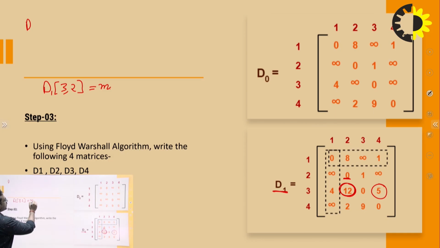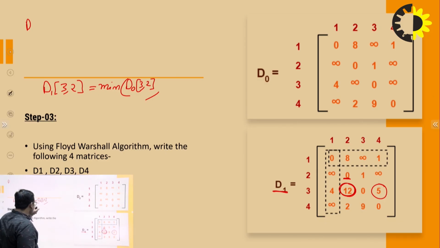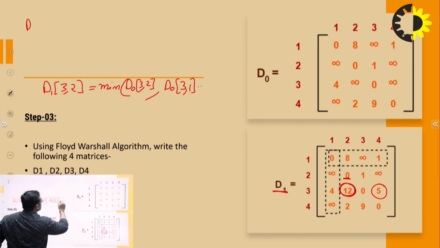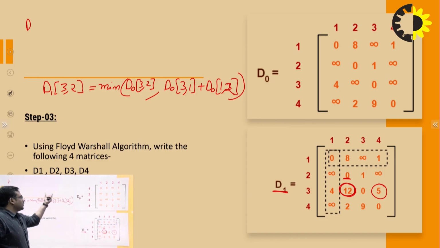is equal to minimum of D0 3 2, either you can take this value, or D0 3. Now you can put the intermediate value in between them, like 1. So you have to write 3 1 plus D0 1 2. That one is 2. So either this value or this value, whatever is minimum, you can just replace that one.